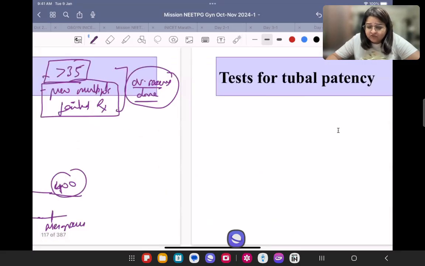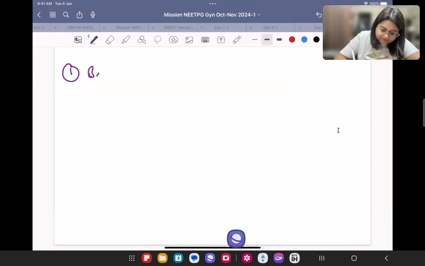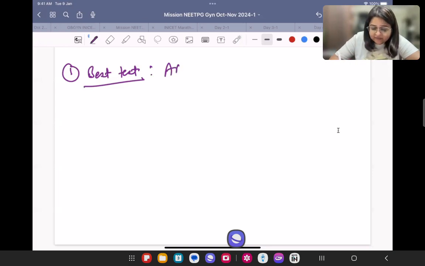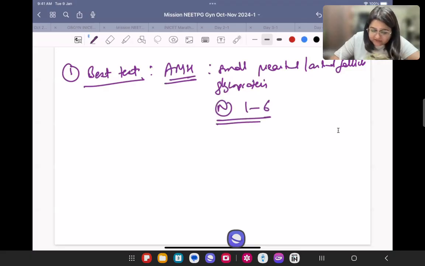So what are the tests of ovarian reserve? The best test for ovarian reserve is anti-Mullerian hormone. Anti-Mullerian hormone is secreted by the male embryo. It is also secreted by the female ovary after puberty, by the small pre-antral and antral follicles. It is a glycoprotein, and the normal values are between 1 to 6.